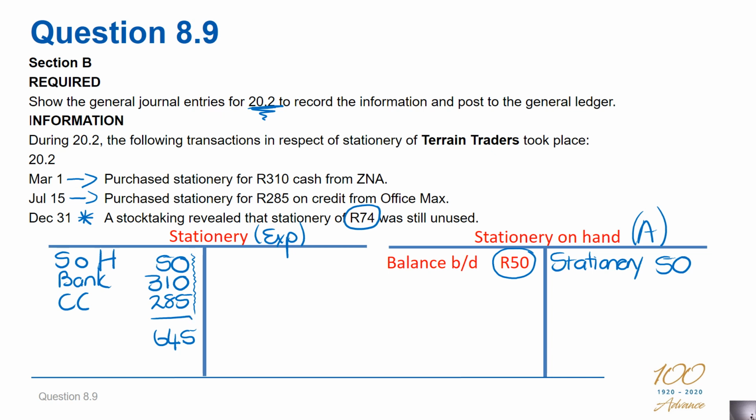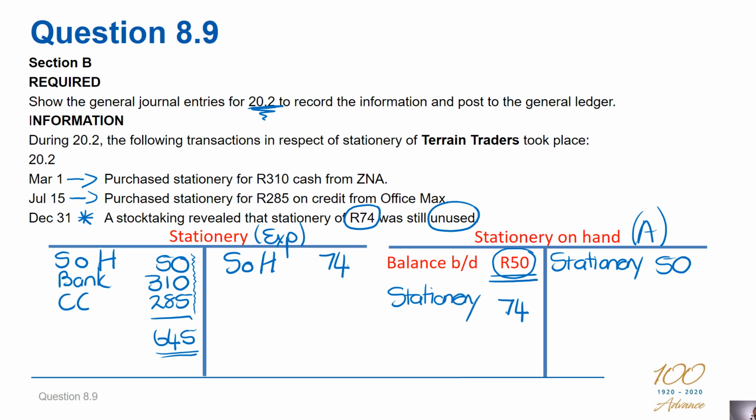But that is not what I've consumed, because they tell me I still have 74 Rand worth of stationery unused. So it can't be part of my consumption. So I will have to transfer that to my stationery on hand. And for every credit, I need a debit. So there I have my 74 Rand. And this is a transfer of not yet consumed stationery at the end of the year.